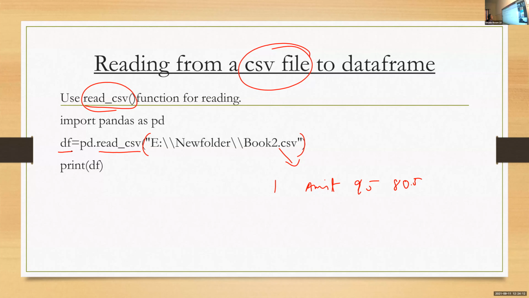So the statement for reading the data and converting that CSV file into data frame is df is equal to pd.read_csv. read_csv is the built-in function used to read the content from the CSV. Along with the read function, write the location of that CSV file where we stored this book2.csv. Then print df. Okay, and so many options are there along with read_csv. We will discuss those options. Okay.